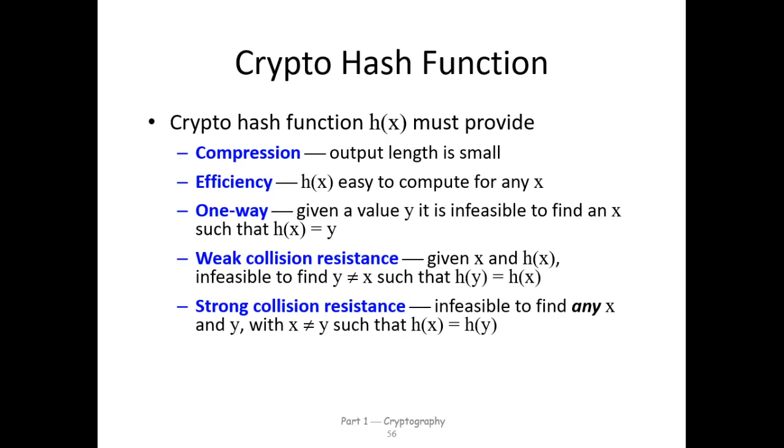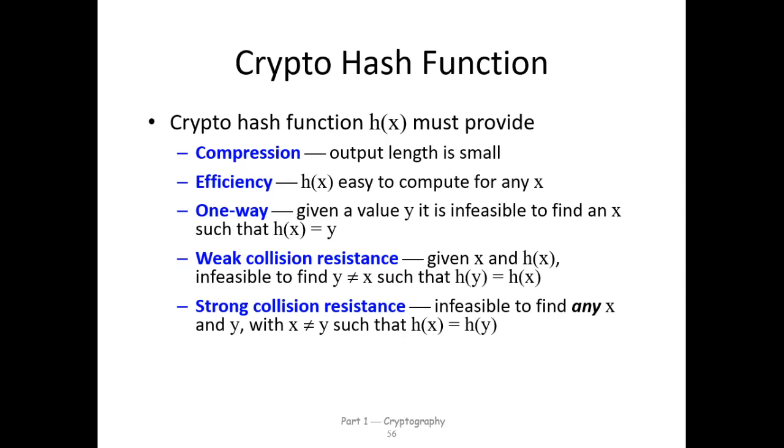Then weak collision resistance. There are two more possibilities in this hash function. Given x and h of x, assume that x and h of x are given, it is infeasible to find y which is not equal to x, such that h of y is equal to h of x. In this case also, it is highly infeasible to find the value of y not equal to x.